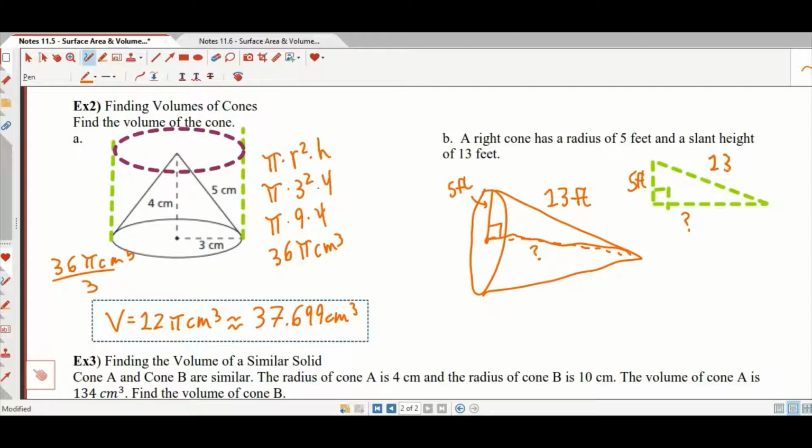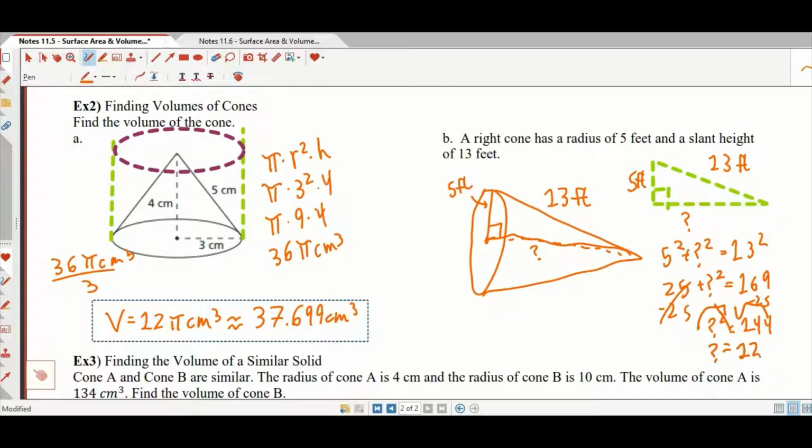This is 13 feet. That is 5 squared plus an unknown number squared equals 13 squared. 5 squared is 25 plus unknown height squared equals 169. Subtract 25 from both sides. Question mark squared equals 144. Square root of both sides, the question mark is positive or negative 12. Since it's a distance, it's positive 12. So the height is 12 feet, and I can continue.